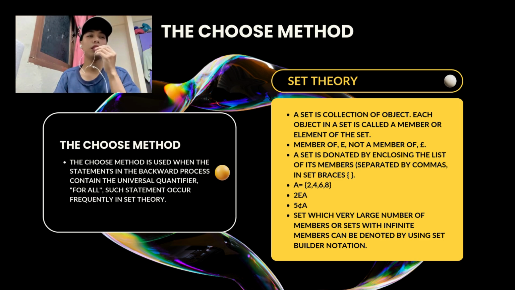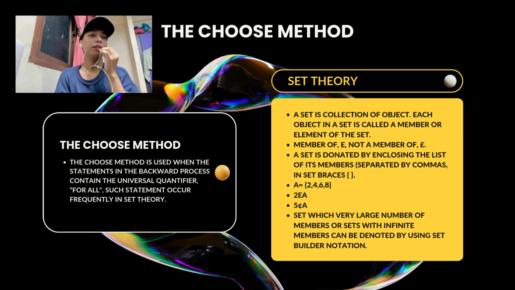Okay, now I want to explain the choose method. The choose method is used when the statement in the backward process contains the universal quantifier "for all." Such statements occur frequently in set theory.